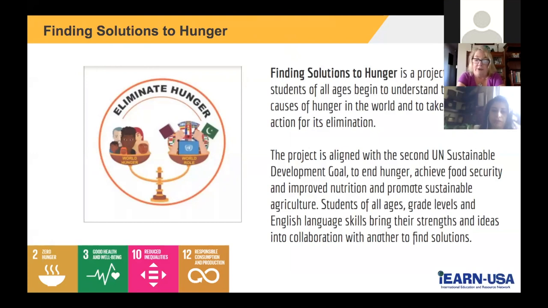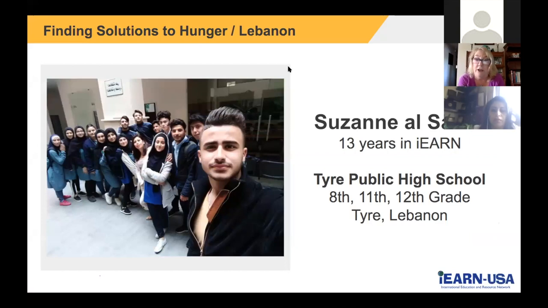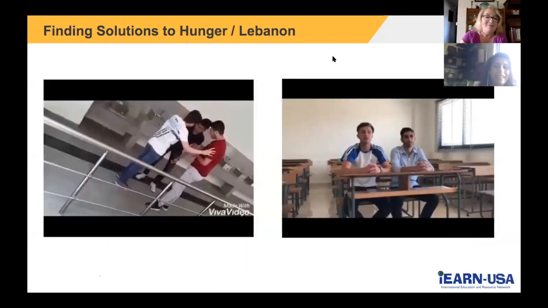It's aligned with the second UN sustainable goal to end hunger, achieve food security, and improve nutrition, and promote sustainable agriculture. Students of all ages, grade levels, and English language skills bring their strengths and ideas into collaboration with one another to find solutions. Suzanne El Sarris from Lebanon has been part of iEARN for 13 years. She engaged her 8th, 11th, and 12th grade students from Tyre Public School in Tyre, Lebanon, in Finding Solutions to the Hunger project. Let's please welcome Suzanne. Hi, Suzanne.